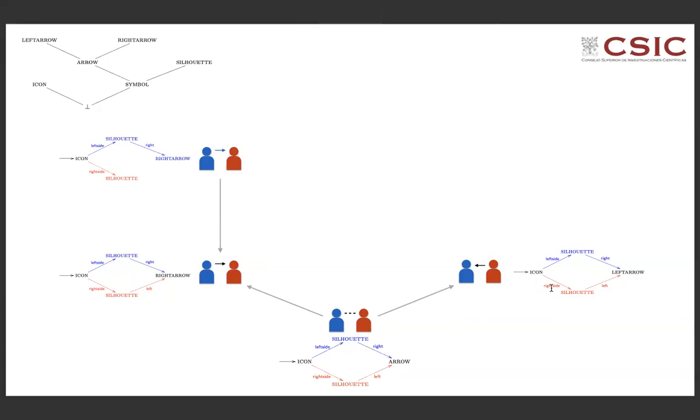For example, one way to generalize would be that we get rid of one of the features of the feature structure. And now we are saying that this right arrow is to the right of one of the silhouettes, but we don't specify that this is also the arrow that is on the left of the other silhouette, okay? Something similar could be done on the other side. So these would be two possible generalizations, but obviously there's a whole space of generalizations possible.